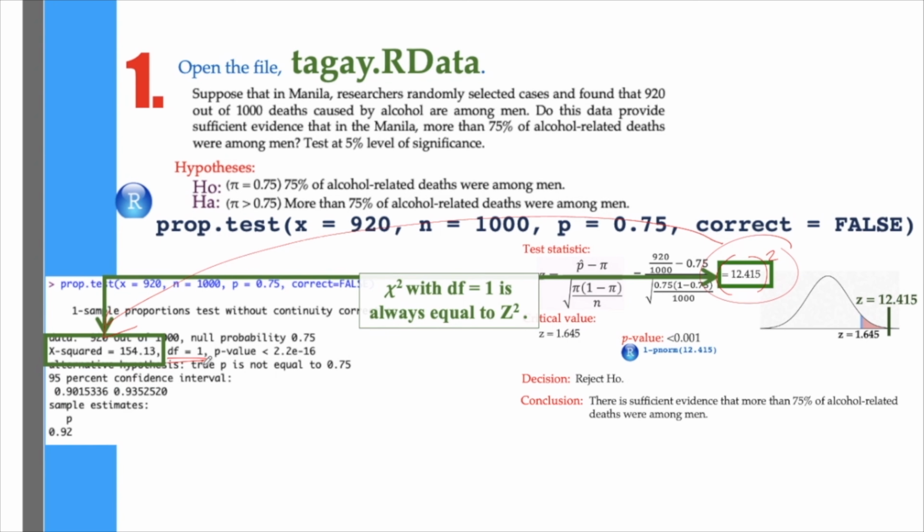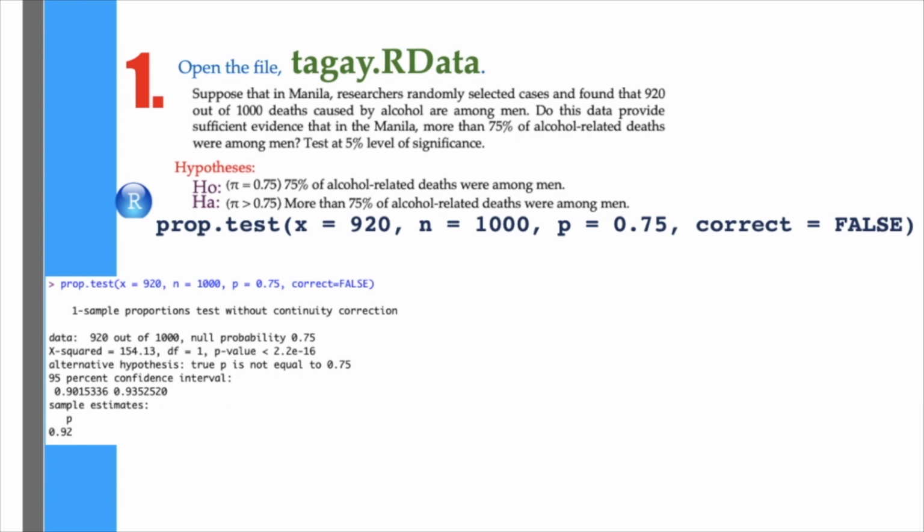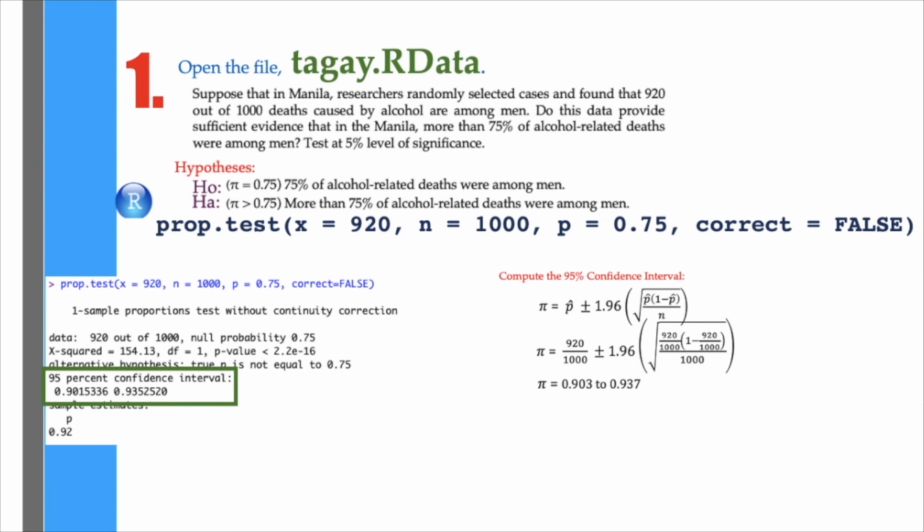Now, in the z-test for single proportion, you don't have to worry because the df here will always be equal to 1. So if you need the value of z, all you have to do is get the square root of this value, and rest assured that is always the same as the value of the z-test in single proportion. Now, as for the confidence interval, the one that we computed is 0.903 to 0.937.